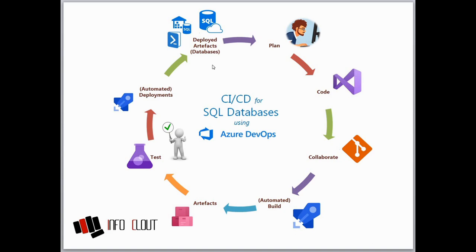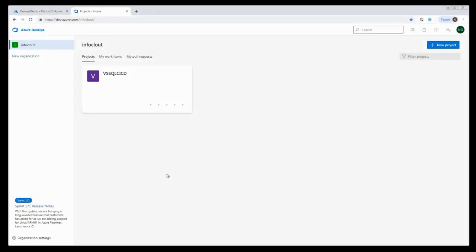Now we are done with the theory. Let's go down to our DevOps portal and see how it works in real life. Before we get started, there are a couple of things that we need to set up. One is the Azure DevOps project. If you haven't got an Azure DevOps account, go to dev.azure.com, and from there you'll be able to create your organization, and then you can create as many projects as you want.